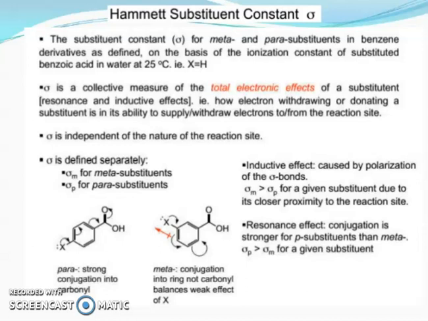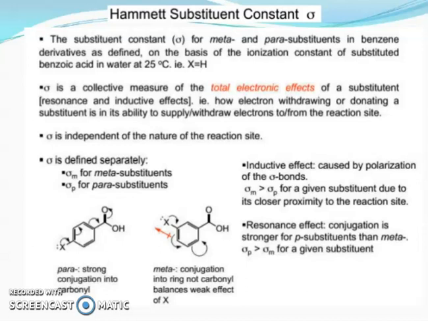Now, how electron withdrawing or donating a substituent is, is its ability to supply or withdraw electrons to or from the reaction center. So sigma is independent of the nature of the reaction site. Sigma is defined separately: sigma m for meta substituent, sigma p for para substituent. Inductive effect is caused by polarization of the sigma bond; sigma m is greater than sigma p for a given substituent due to its closer proximity to the reaction site.